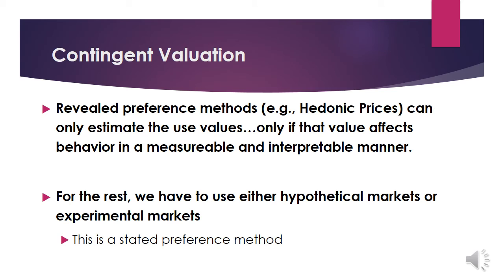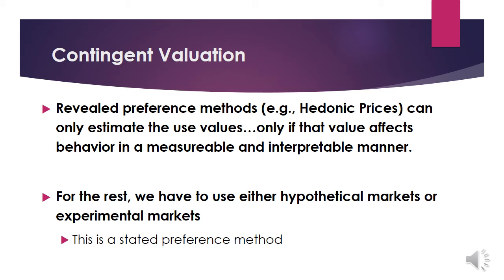Therefore, we can only value the individual characteristics of a car or other good by looking at how the price people are willing to pay for it changes when the characteristics also change. For the rest, we have to use either hypothetical markets or experimental markets. This is a stated preference method. Contingent valuation is referred to as stated preference because it asks people to directly state their values rather than inferring values from actual choices, as the revealed preference methods do.